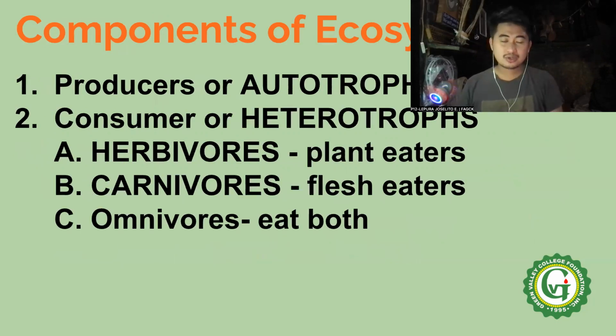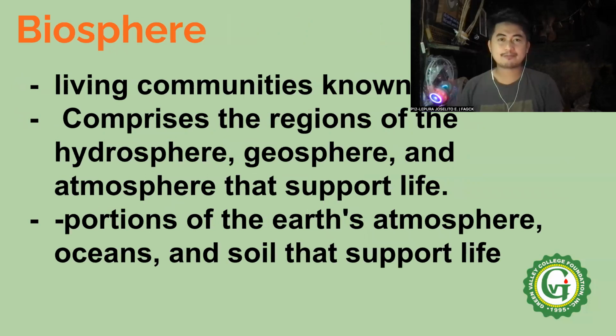We've also discussed the components of the ecosystem. Of course, we discussed the producers or autotrophs, and the consumers or heterotrophs, which are divided into three. First are the herbivores; herb means they eat plants. Carnivores eat flesh or meat. And omnivores eat both plants and animals. Now, the biosphere is the portion of the atmosphere that supports life.